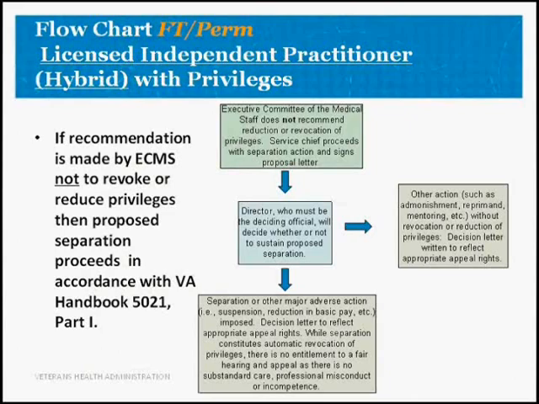If the executive committee recommends not to reduce or revoke the privileges of the provider, but because it is a conduct issue that is inappropriate, they would propose a separation in accordance with VA Handbook 5021, Part 1. The director can accept that or not, maybe take another action, or impose the separation. It would be up to the director as the deciding official which direction to go on our flow chart.